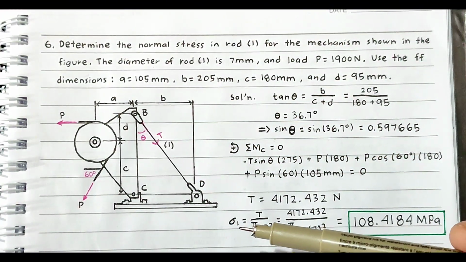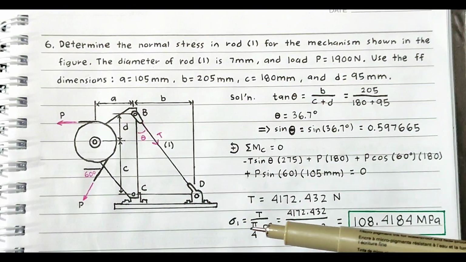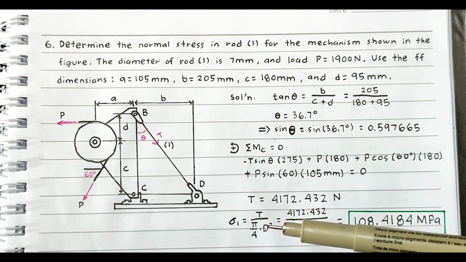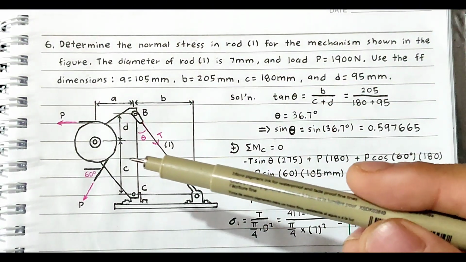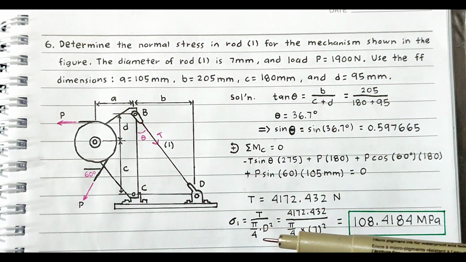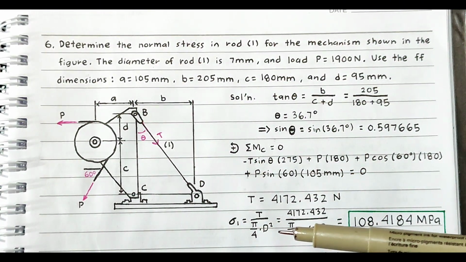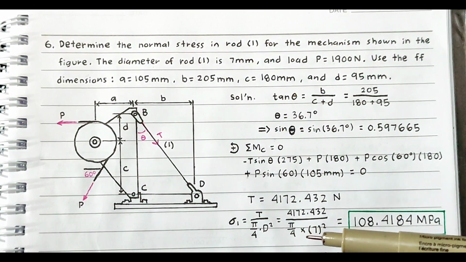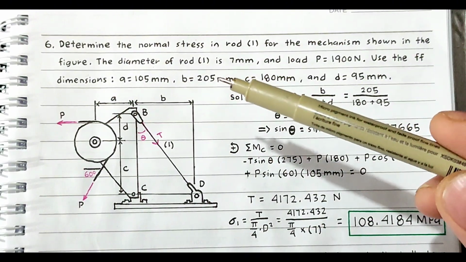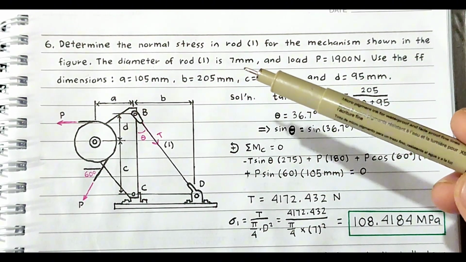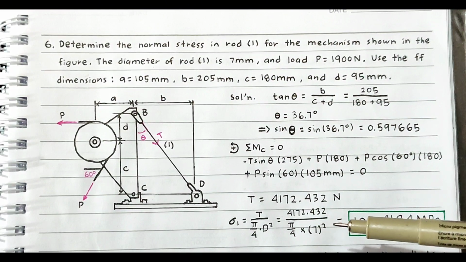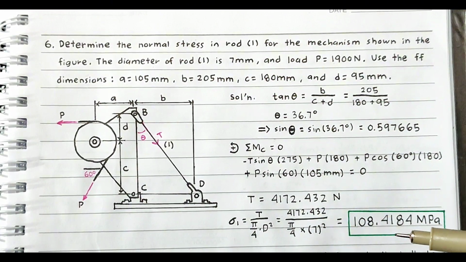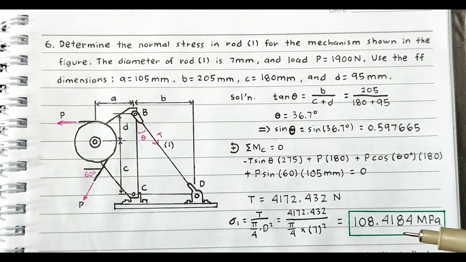And then to solve for the normal stress in rod 1, we will get the symbol sigma 1, and this is tension over the area of a circle, which is pi over 4 d squared. Just substitute the values that we have solved earlier, and we have the d as given in the problem, 7 millimeters squared, which equals 108.4184 megapascals.